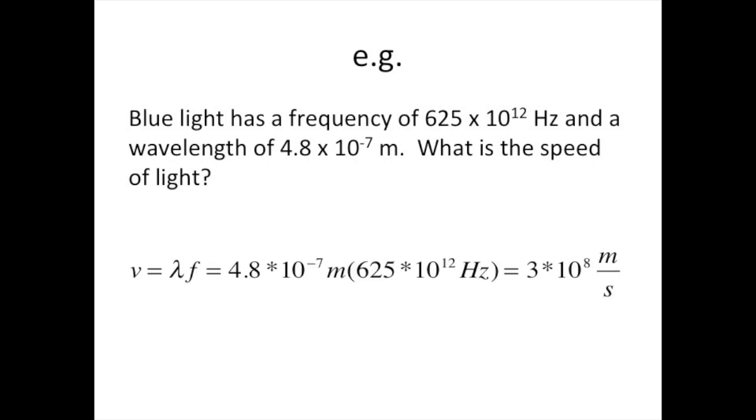And I'm asking, what's the speed of light? So again, lambda f, but here it gets a little messy with all the scientific notation. 4.8 times 10 to the negative 7th is the wavelength. And then the frequency is 6.25 times 10 to the 14th hertz. You multiply those together, you get about 3 times 10 to the 8th meters per second. That's 300 million meters per second. That's how fast light travels.